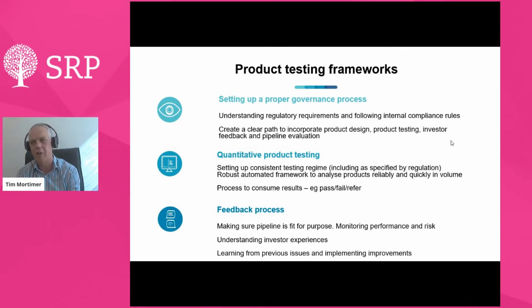In terms of the testing results, you could put those into 3 categories: clear pass, clear fail, and maybe refer to a committee if it's borderline, or if it's a new product type, or if there's something else special about it. So the feedback process, having set these things up and got them working, is obviously very important. Make sure that it's fit for purpose. Always evaluate how your pipeline is working. Understand particularly investor experiences once products mature, or perhaps during their lifetime. What do investors think about what's being put out? And learn from previous issues and implement improvements.